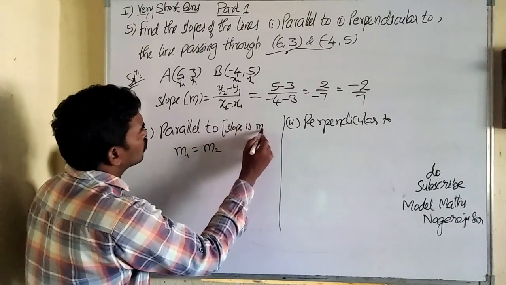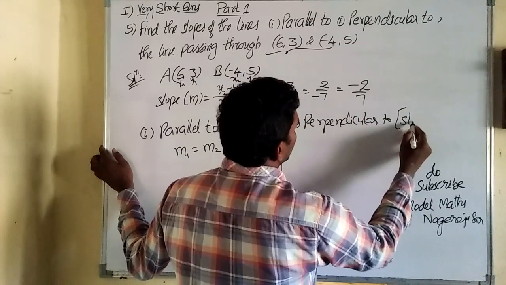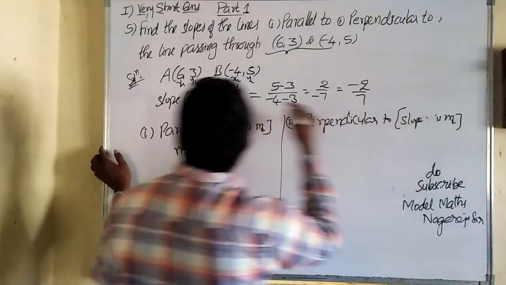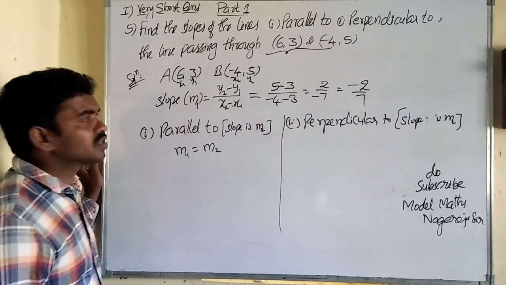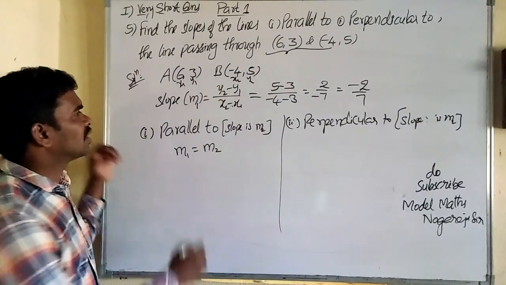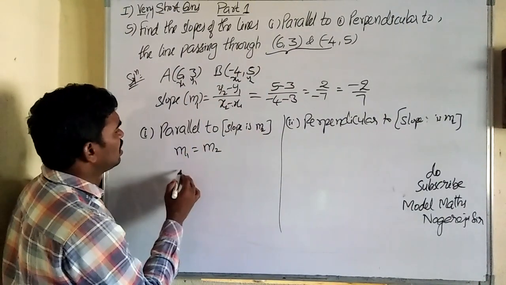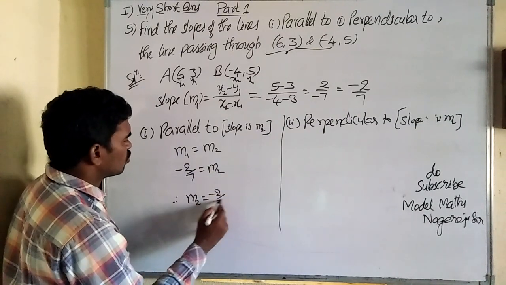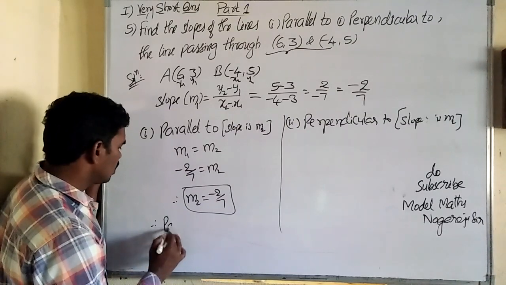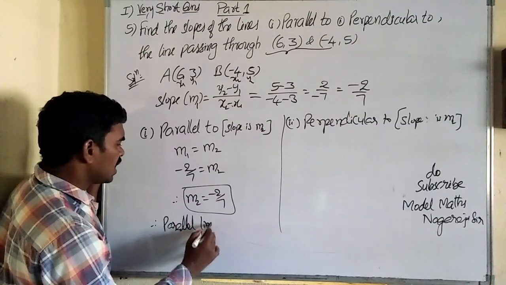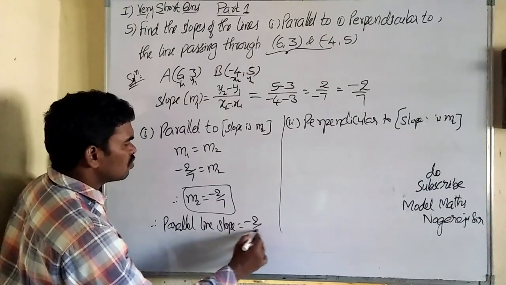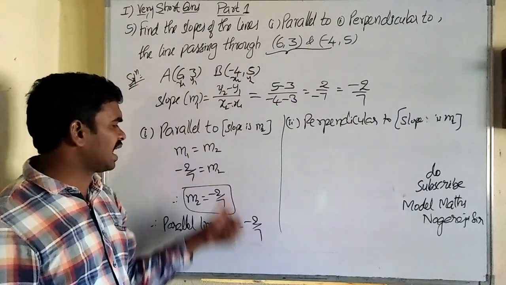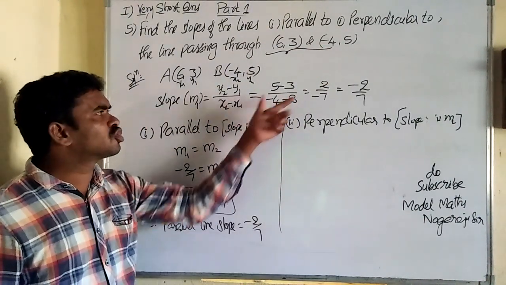Slope is m2. And the slope of the given line I am taking as m1. So what is m1? Minus 2 by 7 equals m2. So therefore m2 equals minus 2 by 7. So the parallel line slope is minus 2 by 7. Very simple, we just find the slope of the given 2 points. Parallel means write it easily, because in parallel, slopes are equal.